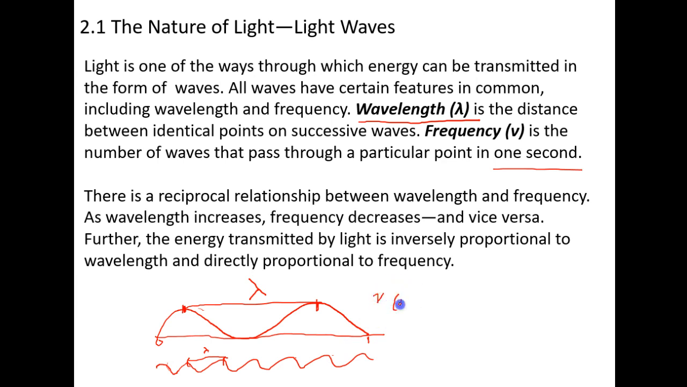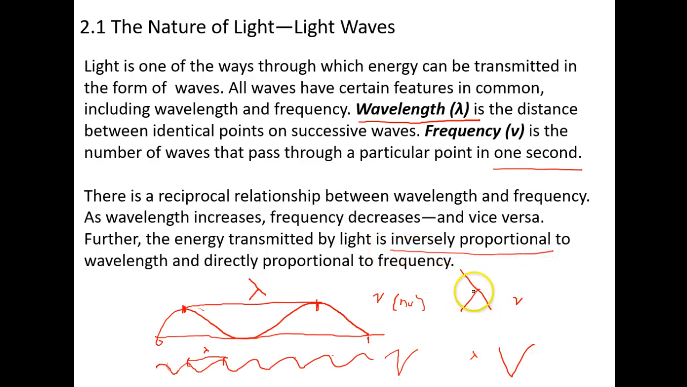Nu is the Greek symbol for this one. Nu. It looks like a V, but it should have a little tail. And this has a very large nu. So you see these are opposite of each other. If you have a big lambda, you're going to have a small nu. They are inversely proportional to each other. And if you have a small lambda, you have a big nu. See that? Inversely proportional.